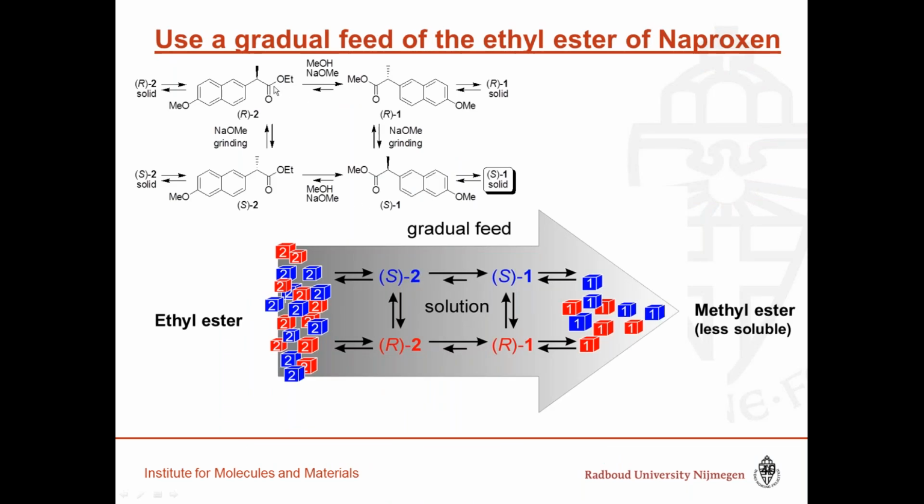But he went on because if you make the ethyl ester, which is more soluble than the methyl ester, then you get a slow conversion from the crystals of the ethyl ester to those of the methyl ester in solution, and that is depicted here. This is the ethyl ester crystals, and they slowly go to the methyl esters, and that's the one you are effectively deracemizing in this solution.